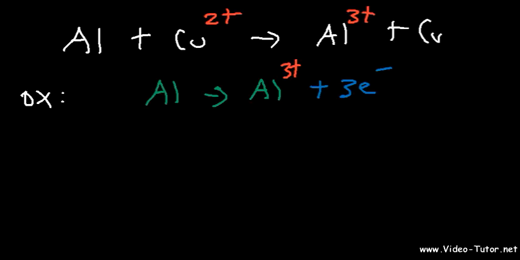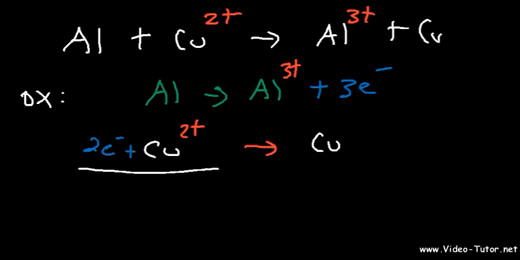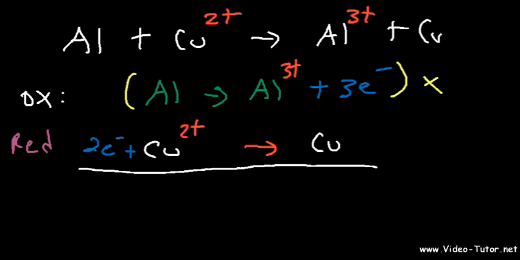Now for the second one, we have copper 2+ on the left and copper on the right side. The left side has a higher charge, so we need to add 2 electrons to it. And now the second half reaction, which is the reduction reaction, is balanced. So now what we need to do is make sure the number of electrons are the same. The least common multiple of 3 and 2 is 6. So we're going to multiply this equation by 2 and this equation by 3. And at that point, the number of electrons will be equal.